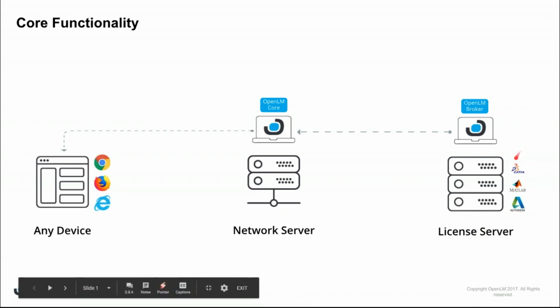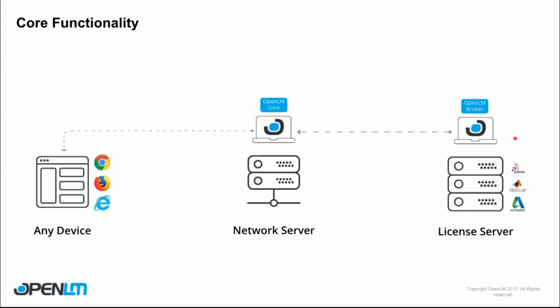So you've got your vendors which supply licensing information. You've got your license server which holds all those vendors. And on that license server you have the OpenLM broker installed. Now the OpenLM broker transmits information to the OpenLM core or OpenLM server. And this in turn transmits to any device for you to view your reports.